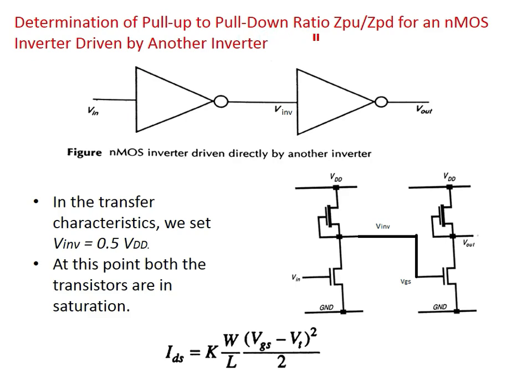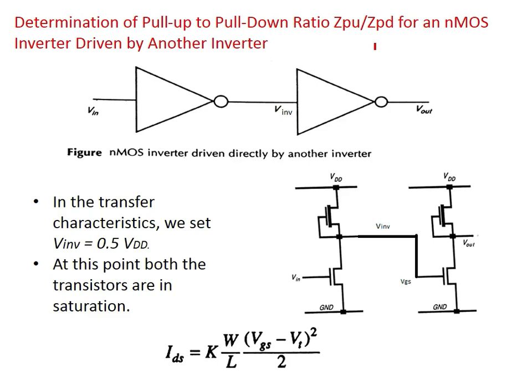So here, determination of the pull-up to pull-down ratio, Z pull-up to Z pull-down. We are going to determine this ratio. Why? Because this inverter 2 is driven by inverter 1. So to drive this inverter 2, this inverter should have a pull-up to pull-down ratio of a certain factor. So what is the minimum value of that? That we are going to derive.